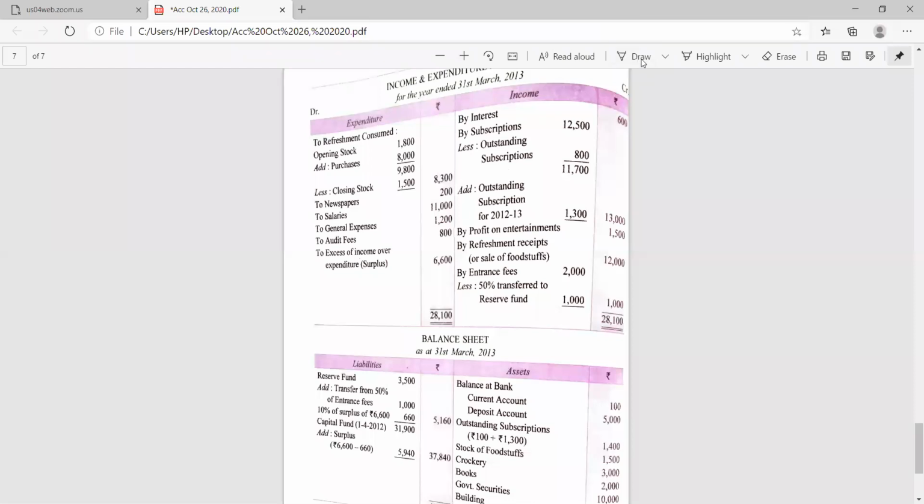As the credit side is exceeding, 6600 will be our surplus. It is the surplus, and where is it to be shown? The surplus is to be shown in capital funds. You can see here that 6600 is the surplus.